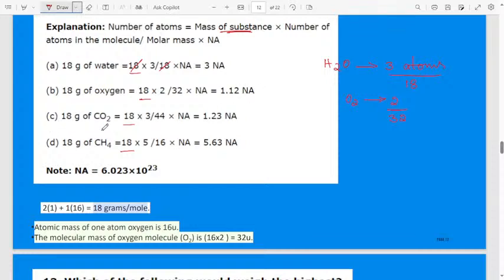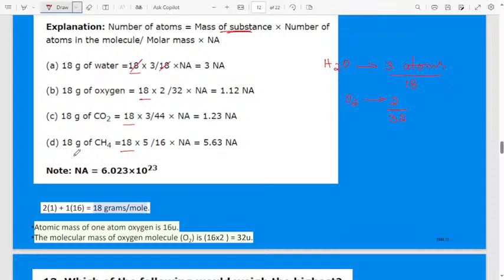Then 18 gram of carbon dioxide. Here mass of substance is 18. Then number of atoms is 2 plus 1 is 3, divided by molar mass of carbon dioxide, which is 44, into Avogadro number. Simplify, you will get 1.23 Avogadro number. No need to simplify, write as it is, Avogadro number. You have to compare the number of atoms. Without simplification also you can keep it as it is.